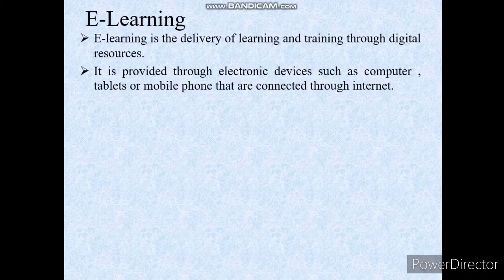With the help of e-learning, people can learn anytime, anywhere. It includes all forms of technology used in learning and teaching. For example, computers, tablets, or mobile phones that are connected through the internet. The internet helps in imparting knowledge by overcoming the limitation of time, distance, and resources.